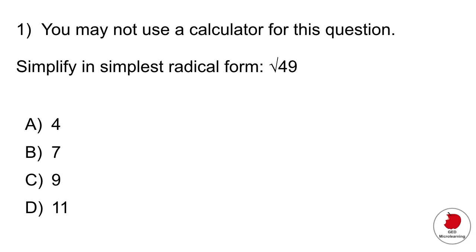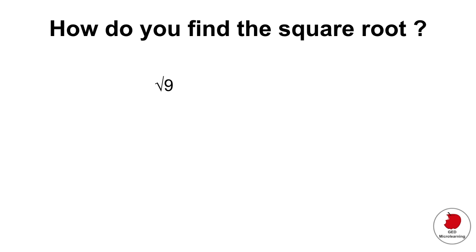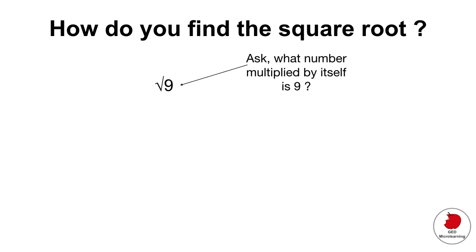Question 1 says you may not use a calculator for this question. Simplify in the simplest radical form, and it gives you square root of 49. So let's quickly remind ourselves what a square root is. Whenever you get a square root like this, what it's asking you is what number multiplied by itself is equal to the number in the square root.